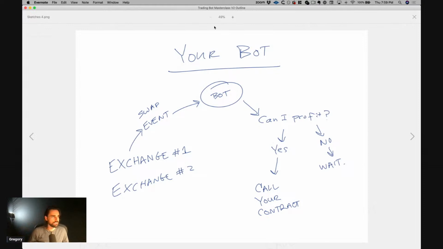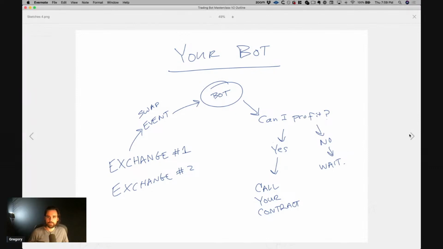All right, so let's talk a little bit more about your bot. Basically, this is the app. It's going to look at two different exchanges. It's going to listen to all the swap events. Essentially, whenever new trades come in, it's going to ask, can I profit? If yes, it's going to call your contract to do the trade. If not, it's just going to say no, and wait.